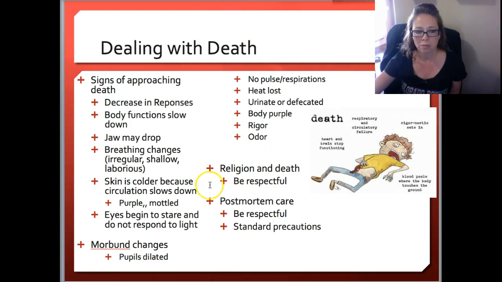If someone does pass, be respectful. I think that even if they're not dying, you should provide respect to all your patients, whether they're elderly, our age, or even if they're passing away. So be respectful. Even when you're doing post-mortem care, you're being respectful and you're providing standard precautions for them.